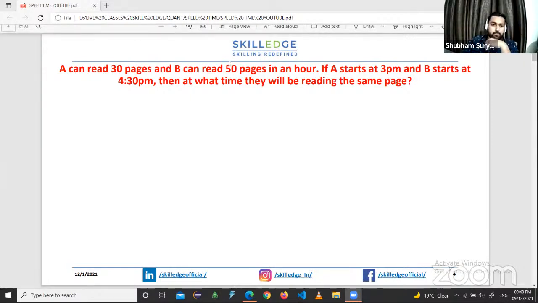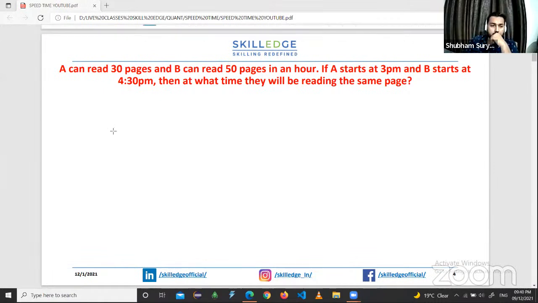चलिए, let's have a look at the solution for this one. So A can read 30 pages an hour, B can read 50 pages an hour. A starts at 3 p.m., B starts at 4:30 p.m. So there's a head start of 1.5 hours over here, right? So 3 to 4:30 p.m., it means for 1.5 hours the person A will be reading alone.